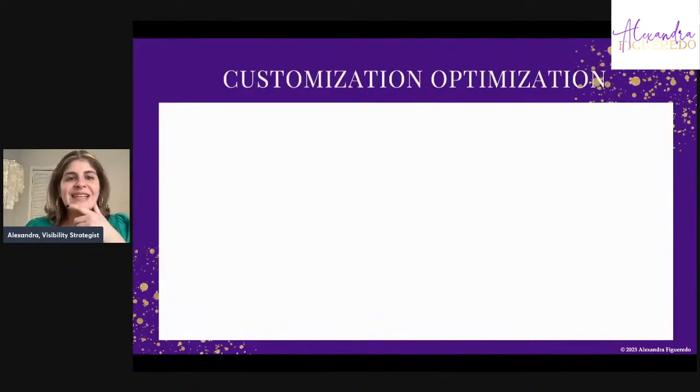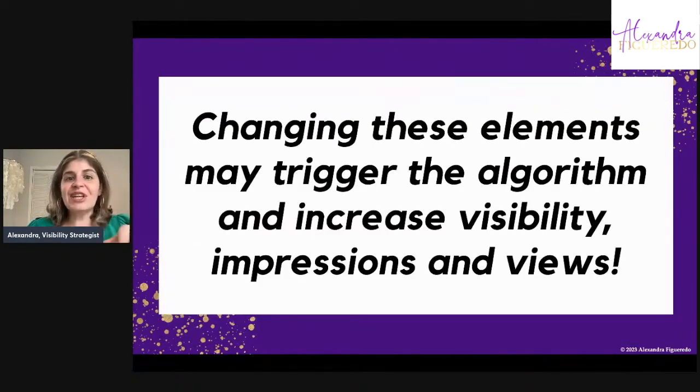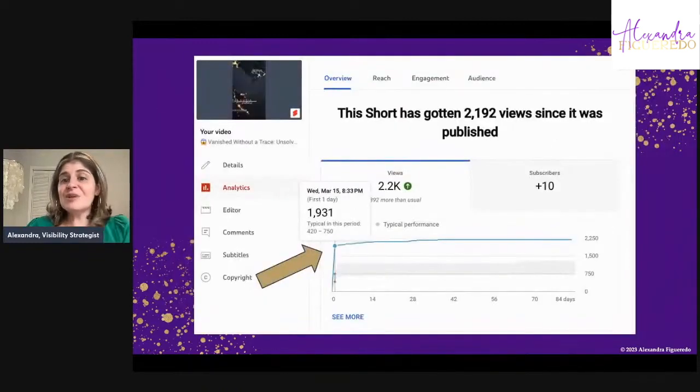So one other last little thing I wanted to show you that was really cool: changing any of these elements, even if you just change one of them, like if you test it and change something, could trigger the algorithm and increase your visibility, impressions, and views. I've used this as an example before, so if you've seen it, then you're welcome, because sometimes we just need to see it a few more times.